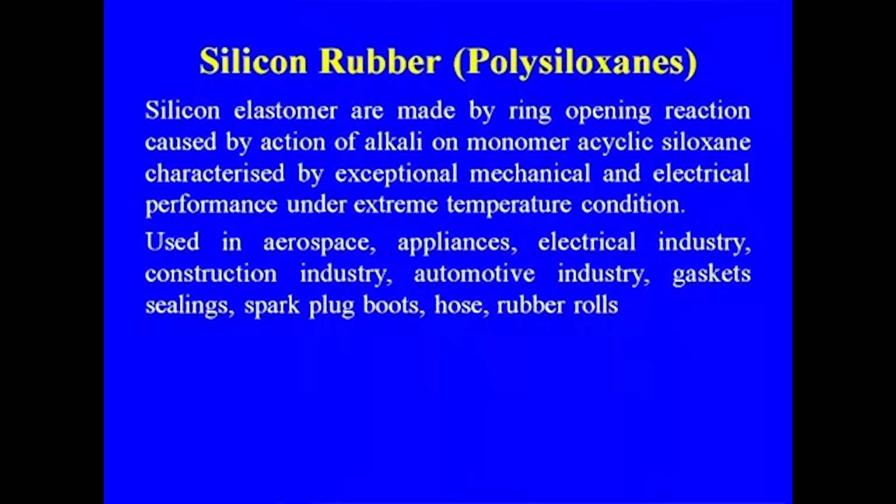While discussing the polymer elastomer and the synthetic fiber, one is the special elastomers and another is the commonly used elastomer. So, this is coming in case of the specialized elastomer. Because of the exceptional mechanical and electrical performance under extreme pressure, it is used in aerospace appliances, electrical industry, construction industry, automotive industry, gasket sealing, spark plug boards, hose, rubber rolls.